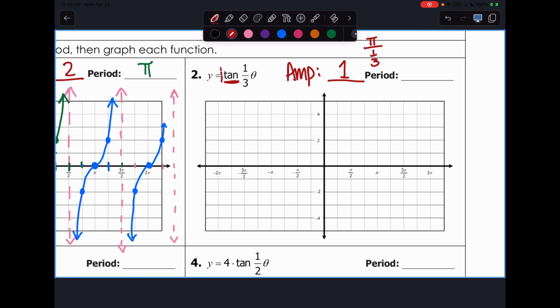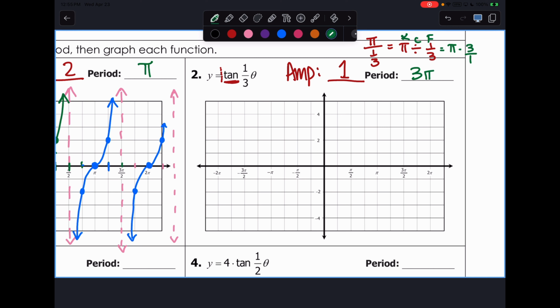I'm going to say it again. Pi divided by 1/3. What do you do when you divide a fraction like that? Keep, change, flip. Keep, change, flip. And you have pi times 3 over 1. So what is it? 3 pi.